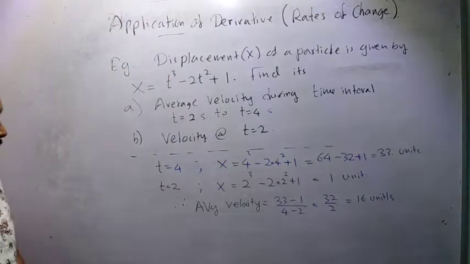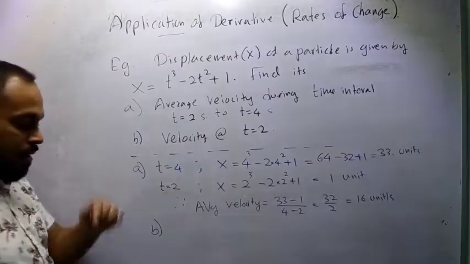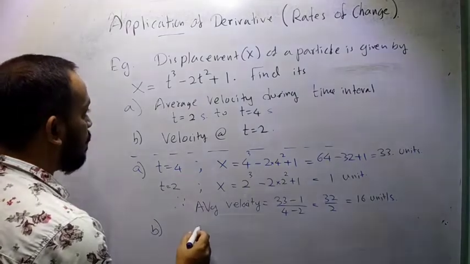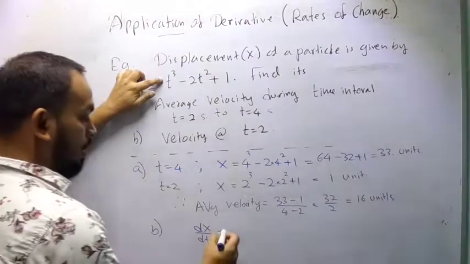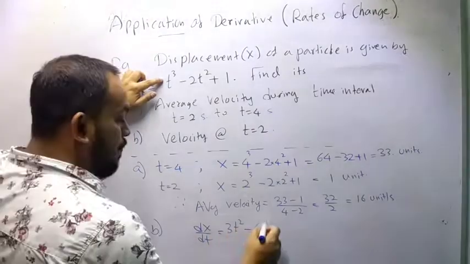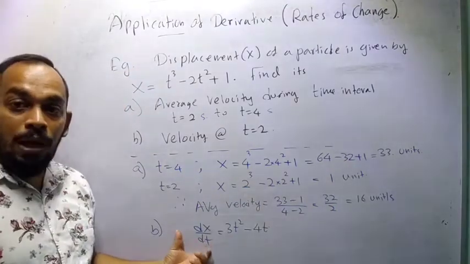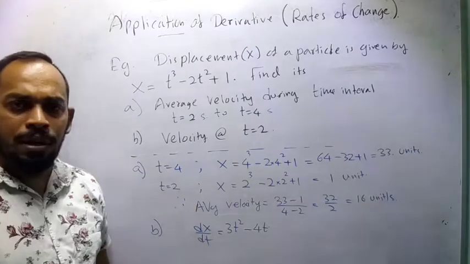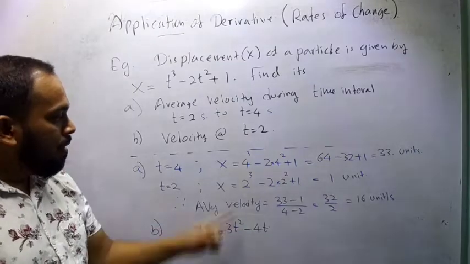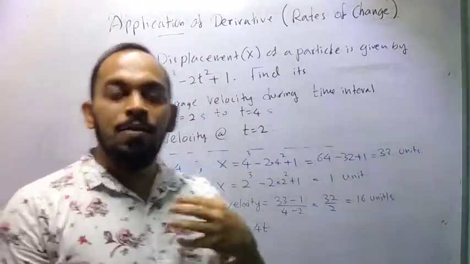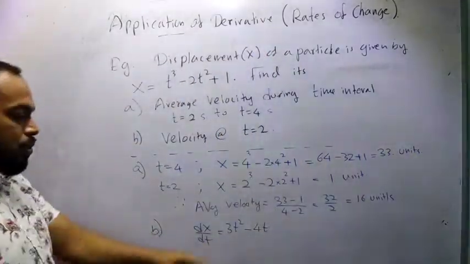This is for part A, and for part B, instantaneous velocity. To find the instantaneous velocity, take the derivative, dx over dt. The derivative of this would be 3t squared minus 4t, that's it. Now this gives you the velocity of that particle at any given time. The time is not specified here, right? It's general time. If you want to find the velocity of the particle at t equals 2, all you have to do is replace all t variables with 2.